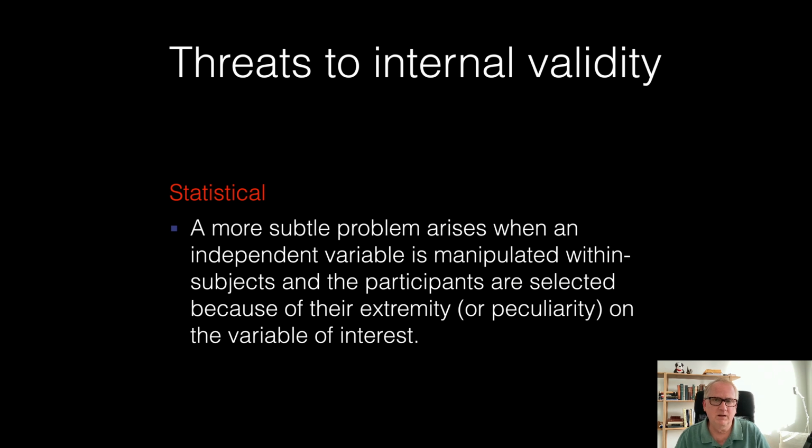A statistical threat to internal validity is a more subtle problem that arises when we have an independent variable that's manipulated within subjects.